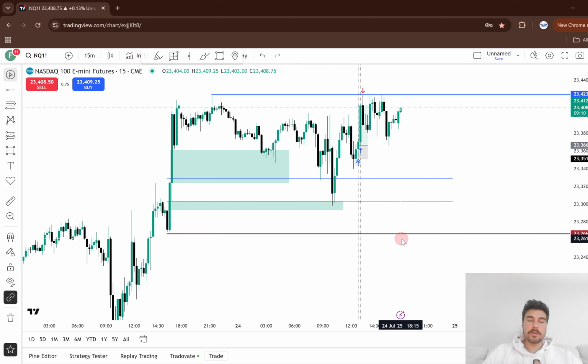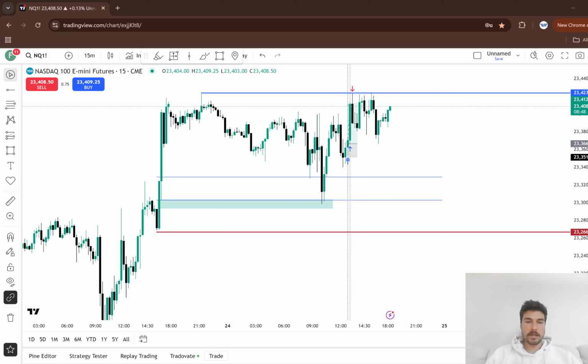Until that range is broken, you can continue playing that range as long as you've got liquidity on the opposing side to target. That's really the most important thing. You need to make sure you've got liquidity on the opposing side. So at this point, when I got to the market, it wasn't here. I got to the market at this point and I already saw this analysis play out. So I can see that price has already respected this zone.